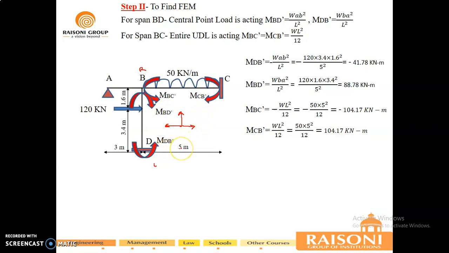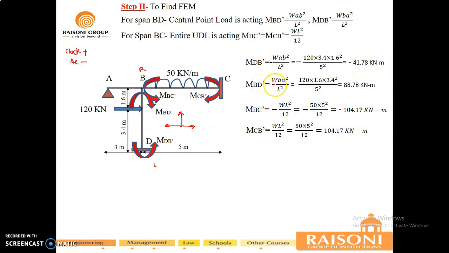So MDB dash, that is the left side fixed end moment, will be calculated as WAB square upon L square, and we will put negative signs since in this problem, as I told you in my previous video, we are assuming clockwise forces positive and anti-clockwise forces negative. Yes, this is my assumption. So the anti-clockwise WAB square upon L square, putting the values, you can have this 41.78 kilonewton meter.